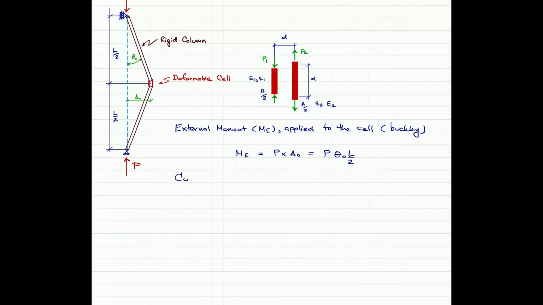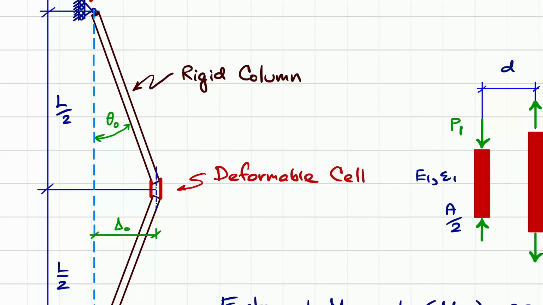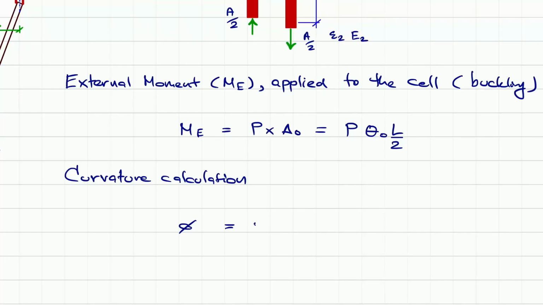Next, curvature calculation. We can compute the curvature, and we have two definitions. First, you have the change of angle, right? Curvature is the change of angle over a finite length. So here you have theta naught and here you have minus theta naught. So the total change of angle is equal to 2 theta naught, divided by the finite length, which is D.